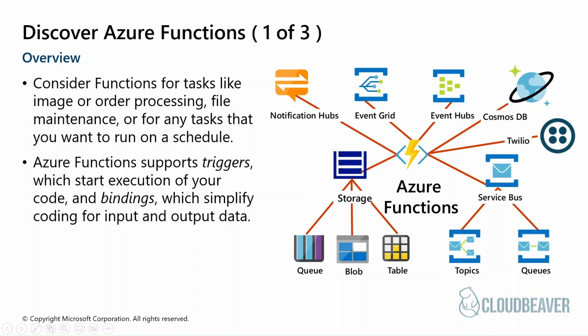Now, an Azure function can integrate with various options. That's why we call it an integration service. And as I said, it's event driven. A function can connect to notification hubs in Azure, event grids, event hubs, Cosmos DB, Twilio, which is a messaging service, service bus queues and topics, Azure queues, blobs, or table storage. For all of these, a function can easily communicate.